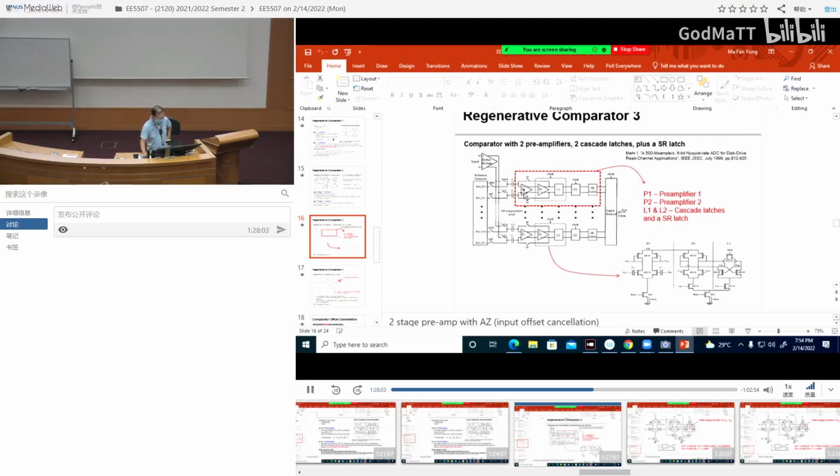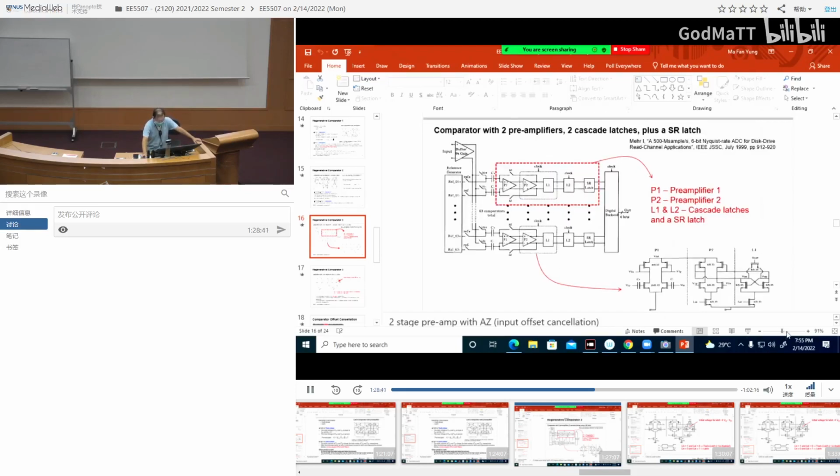Okay, so by having two preamps, basically you have higher preamp gain, which means that you can be less susceptible to metastability. And then the two latches basically are to speed up your positive regeneration. And then the SR latch is just to hold the previous state. Okay, so you can see, right? Not so clear, maybe expand a bit.